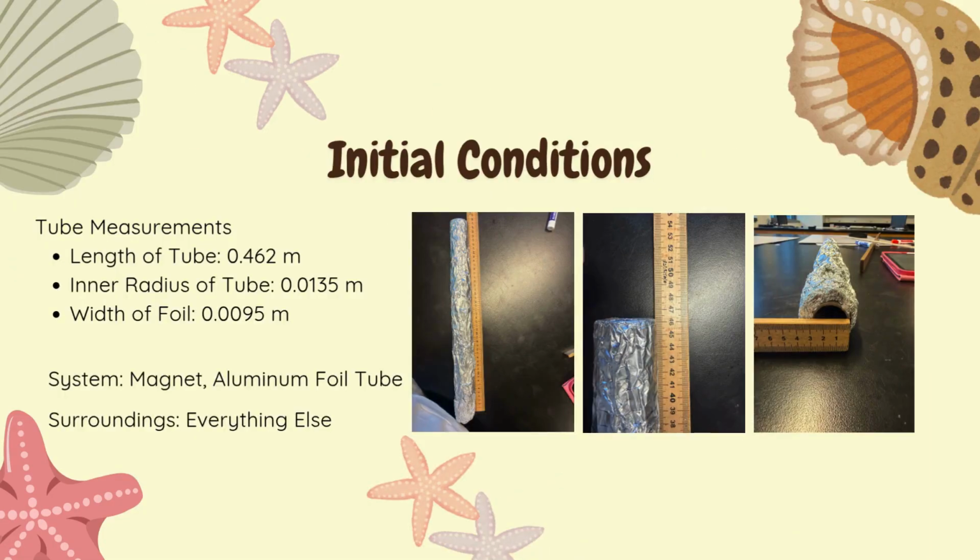So in the actual experiment that I conducted in the lab, these were my initial conditions and some pictures from that experiment. I found the length of the tube to be 0.462 meters, the inner radius of the tube to be 0.0135 meters, and the width of that foil to be 0.0095 meters. These measurements all needed to be inputted into the computational model. The system that I studied was the magnet and the aluminum foil tube, and the surroundings was just everything else.